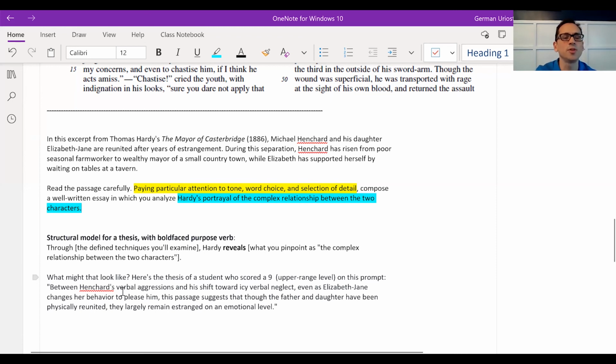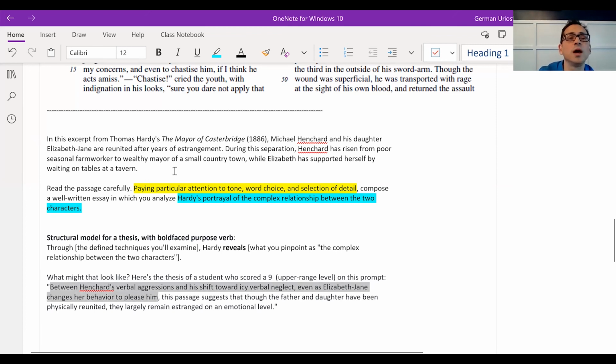So again, a sample thesis. Here's the thesis of a student who scored a 9, upper range level on this. Let's take a look at it. Between Henchard's verbal aggressions and his shift towards icy verbal neglect, even as Elizabeth Jane changes her behavior to please him, the passage suggests that the father and daughter have been physically united. They largely remain estranged on an emotional level.